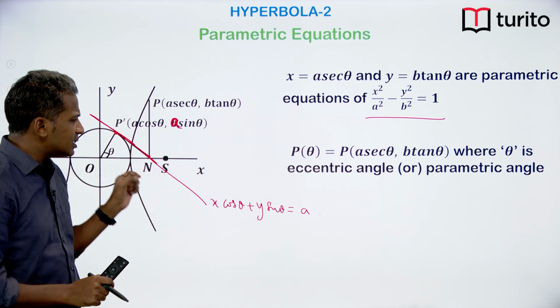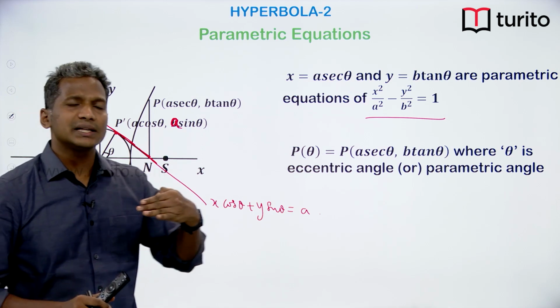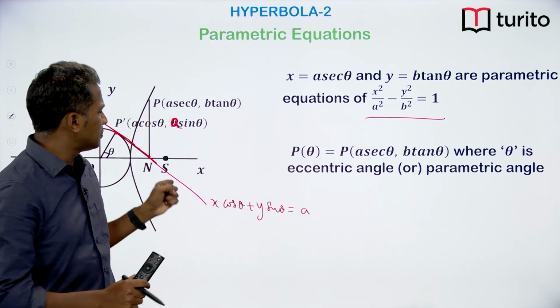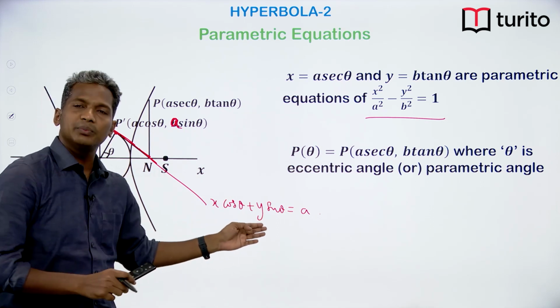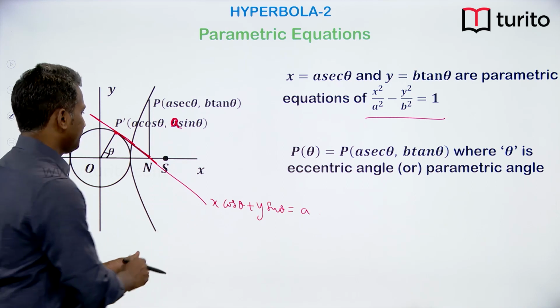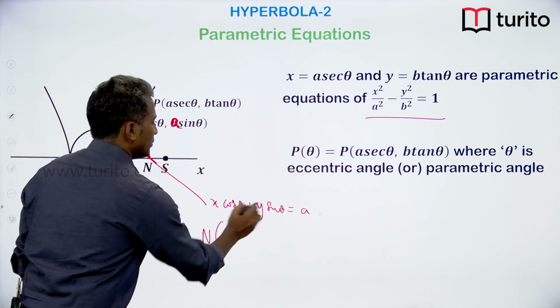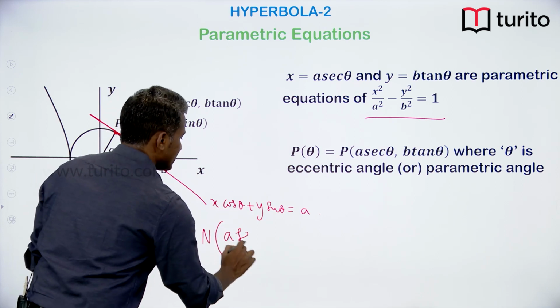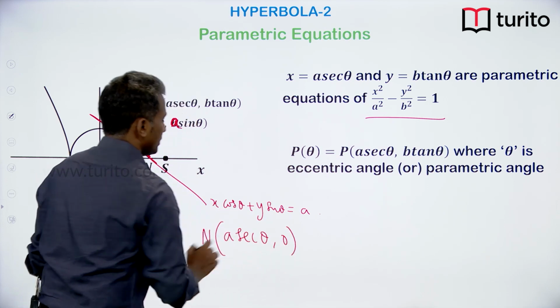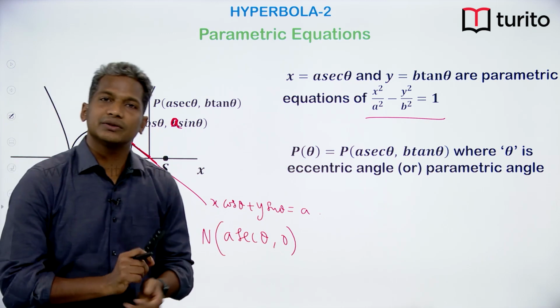Now, here N is the point where this tangent is intersecting the x axis. Suppose I want to find out that N. What do I do here? If I put y equal to 0, I will get the point. So, substituting y equal to 0 here, I will get x as a by cos theta, which is the same as a sec theta comma 0. So, these are basically the coordinates of N.